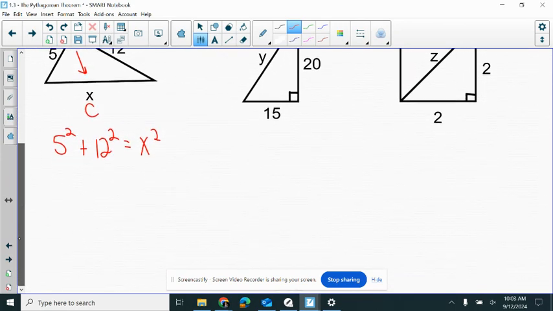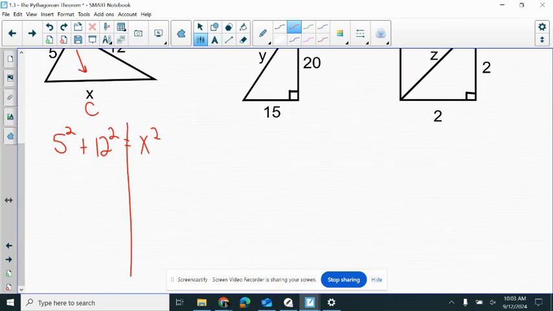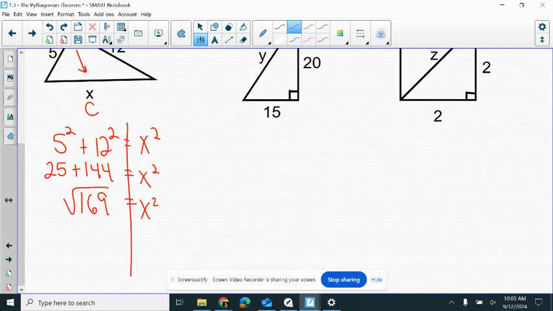After that, we're just evaluating that. So I just figure out what does that equal? 5 squared is 25. 12 squared is 144. Add those together, I get 169. Then do the square root of that.